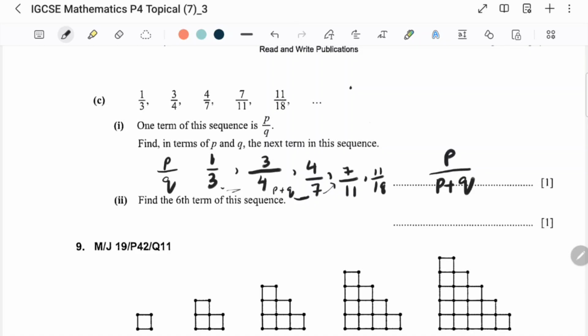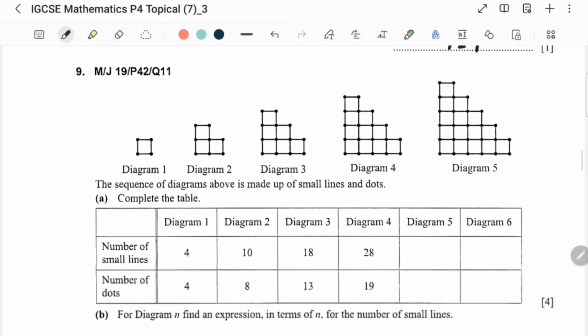Sixth term: we had 1, 2, 3, 4, 5. So obviously the sixth term will become 18 over, and then you are adding 18 and 11 together, it will become 29. So 18 upon 29. All right, go to question number 9. In question number 9, you can see the diagrams are there. The sequence of the diagrams above is made of small lines and dots. Number of lines are 4, 10, 18, 28.